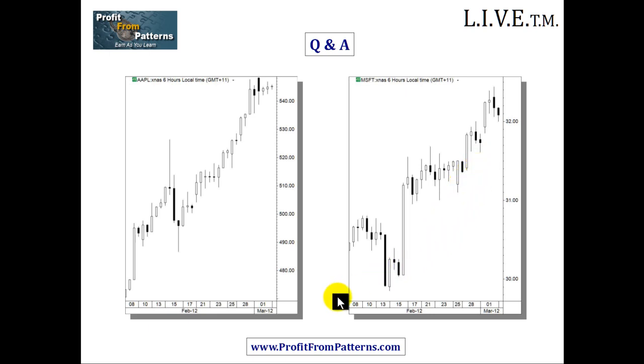So the more you work with charts, the more you work with setups, the more you start to see, the more you become able to profit from. And that's really the bottom line, profiting from patterns.